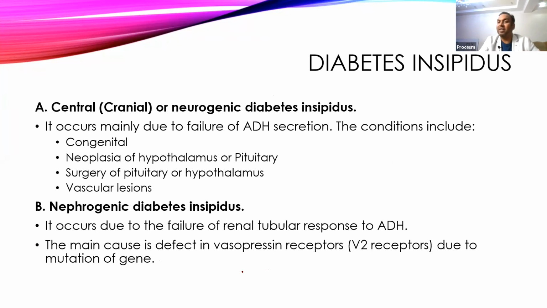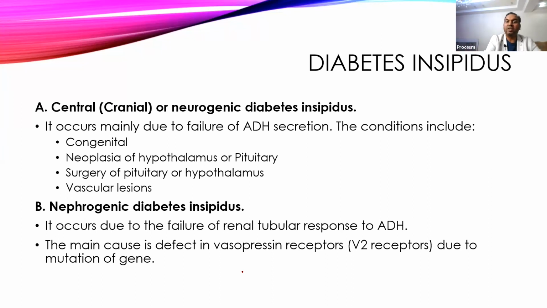Then there is the opposite of the SIADH syndrome. There is diabetes insipidus. Here, there is a decreased concentration of the ADH or failure of the ADH to be secreted, or there is a decreased effect of the ADH on the kidney. So one is central diabetes insipidus, also called neurogenic diabetes insipidus, where the ADH secretion is not happening, or there is failure to secrete the ADH. And there is nephrogenic diabetes insipidus, where ADH secretion is normal, but the kidneys fail to respond.